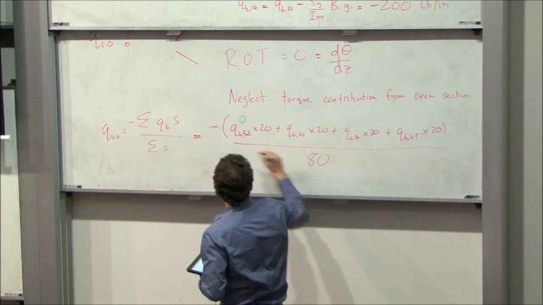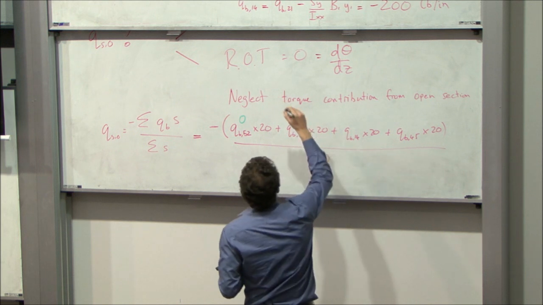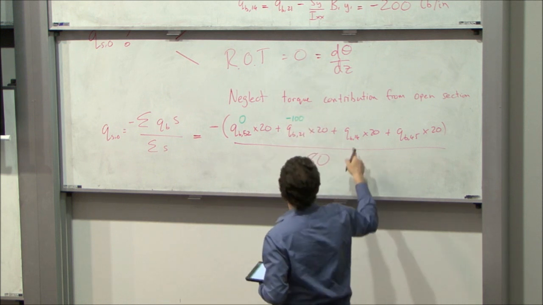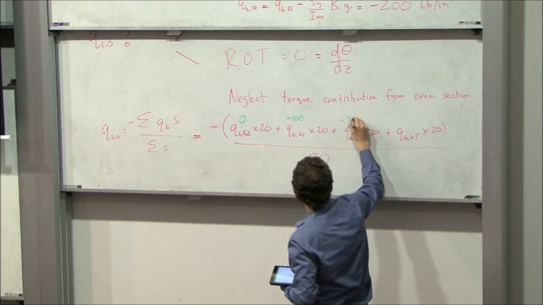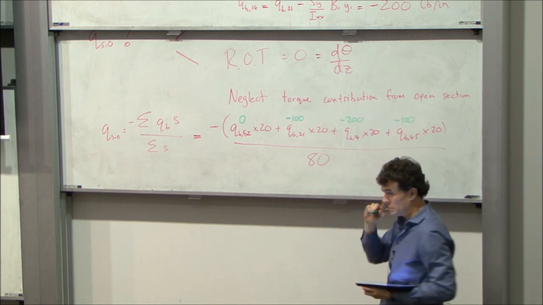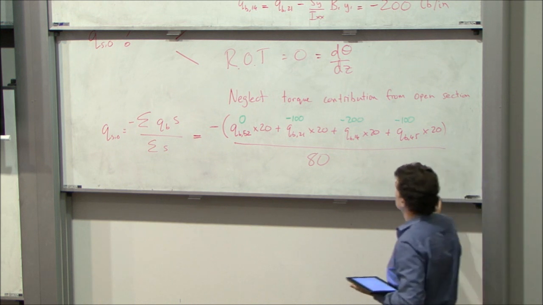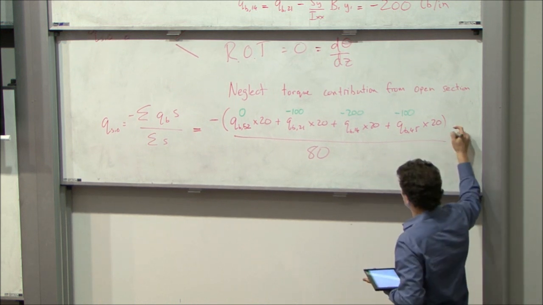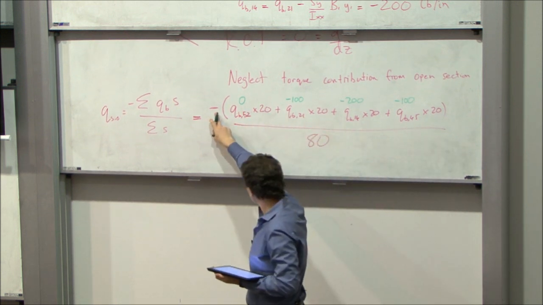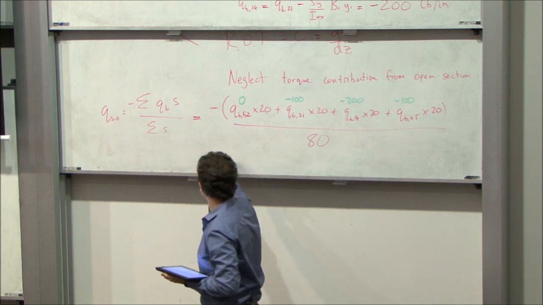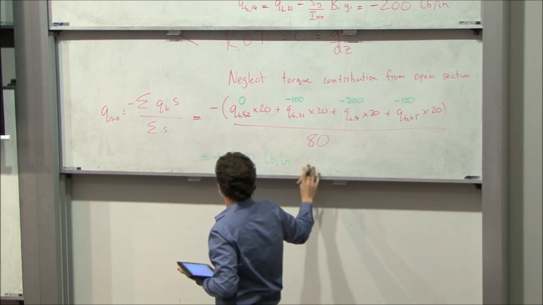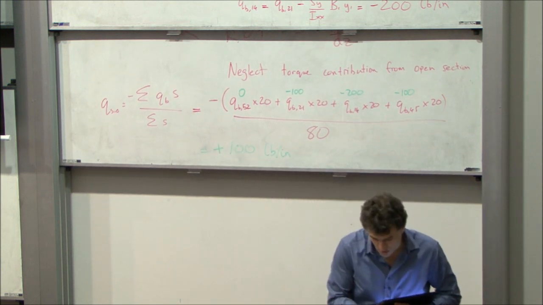So this is 0. QB21 we had up there is minus 100. QB14 is minus 200. QB45 is minus 100. So when you put all the top together, you get minus 8,000 times minus 1 equals 8,000. So you end up with plus 100 pounds per inch. I'm sorry for writing that in green. I'll write that in red.